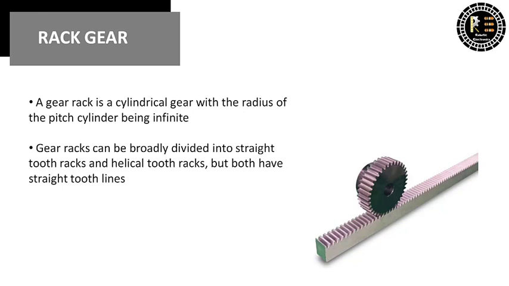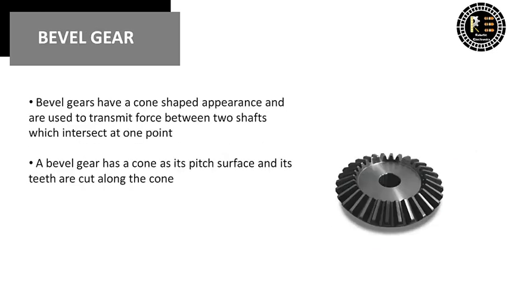Gear racks can be broadly divided into straight tooth racks and helical tooth racks, but both have straight tooth lines. By machining the ends of gear racks, it is possible to connect gear racks end to end. This is all about the rack gear.